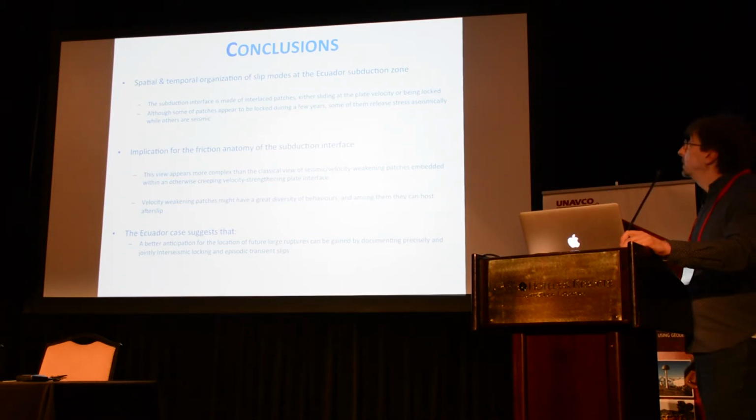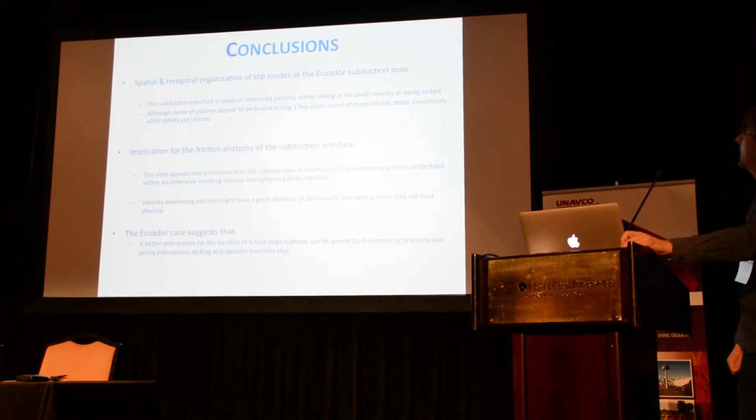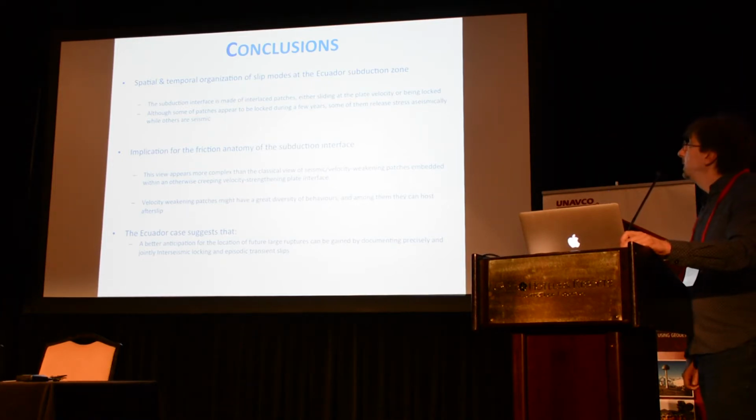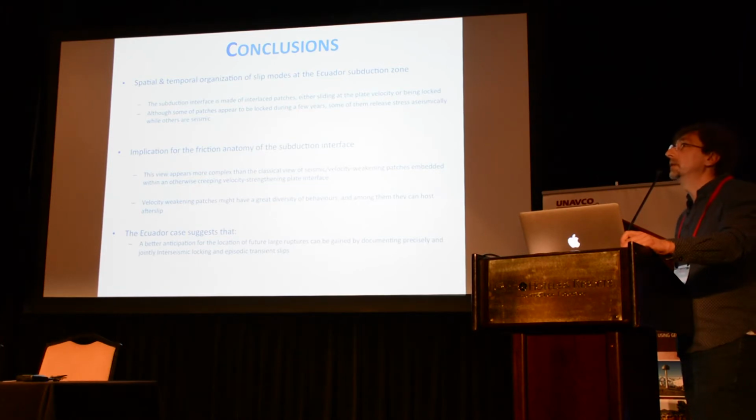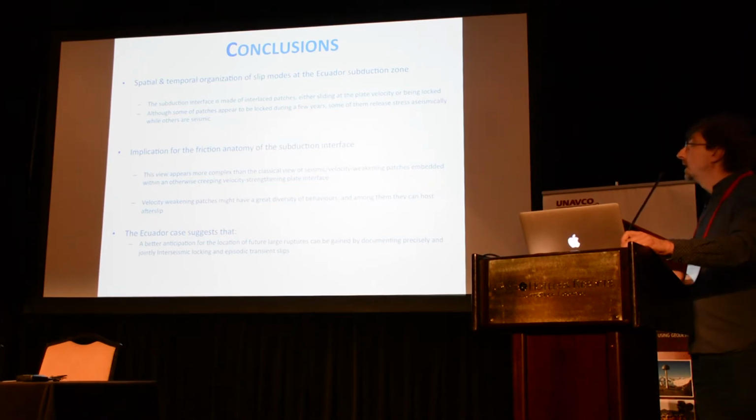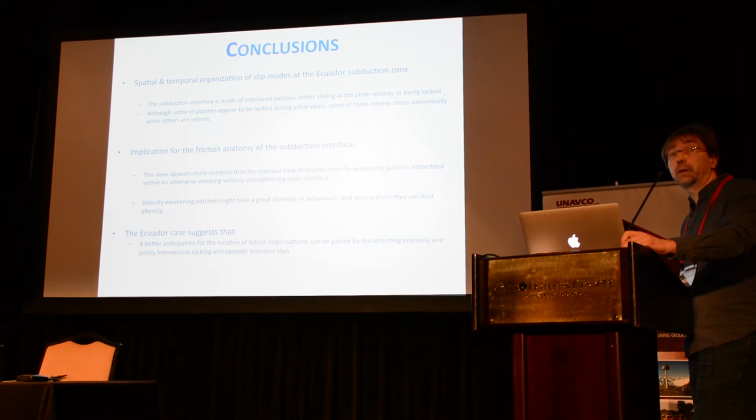I hope that I could show you some spatial and temporal organization of the different slip modes at the Ecuador subduction zone. And there are some implications for the friction anatomy of the subduction interface. What we see is that the simple view of having locked area that will have velocity weakening and that will rupture during earthquakes, as opposed to area with velocity strengthening that will respond in afterslip as a consequence of the stress increment generated by the earthquake, seems to be much more complex in the case of Ecuador.